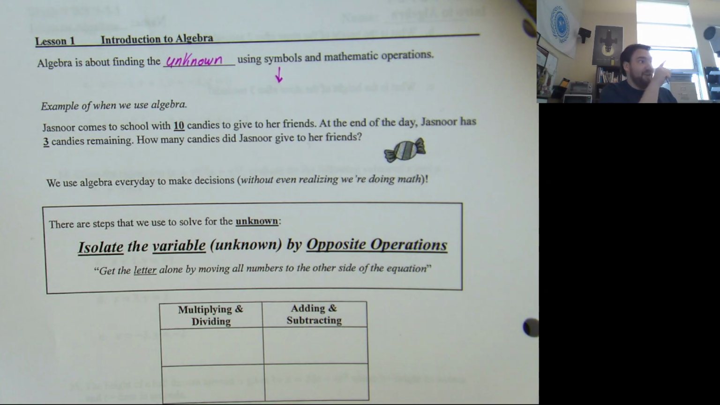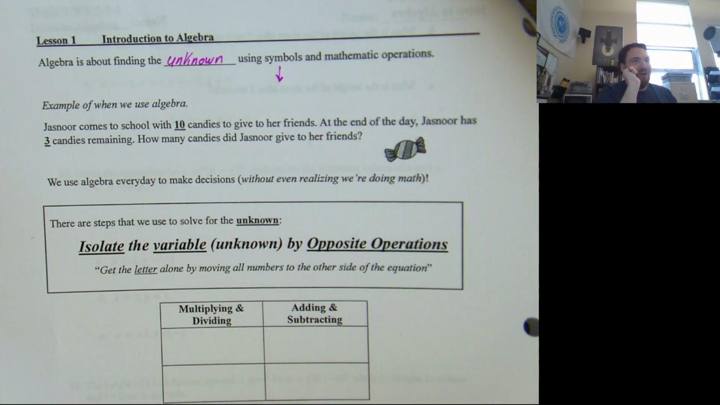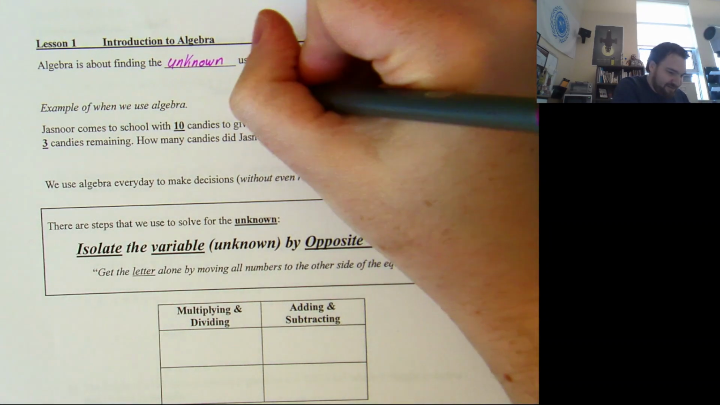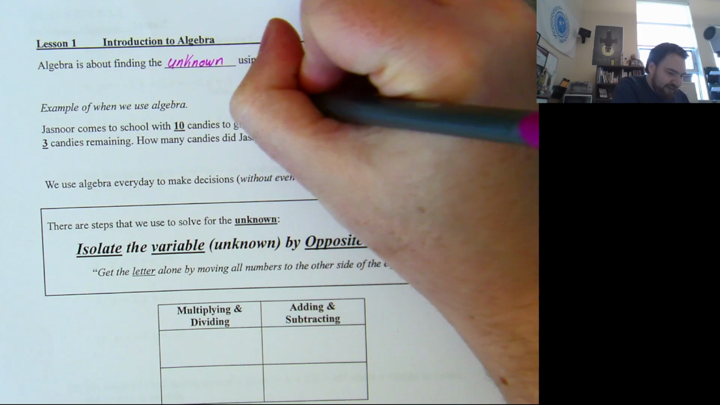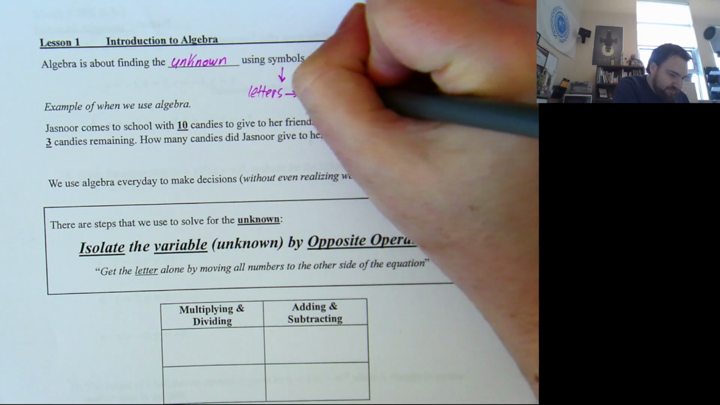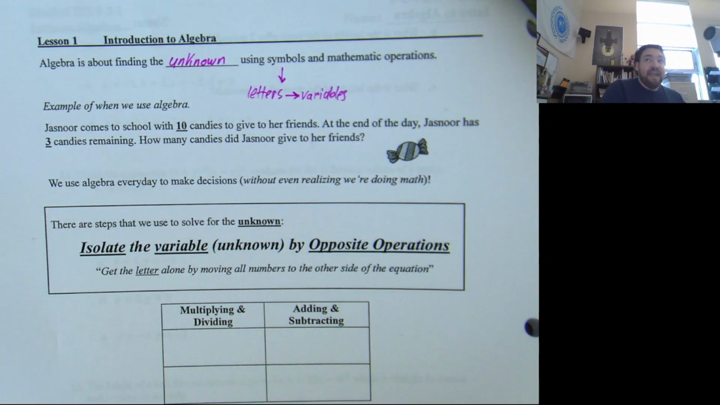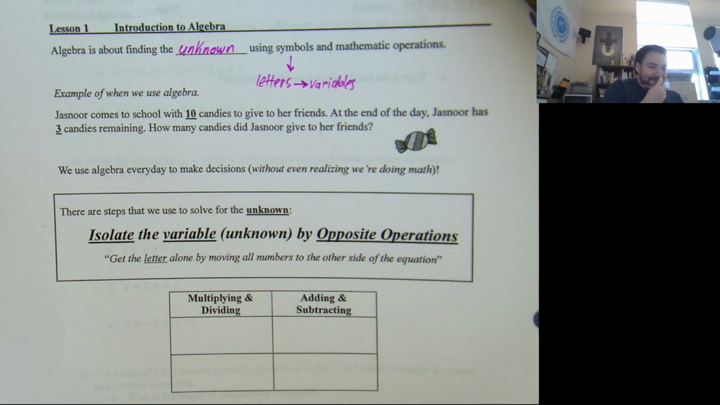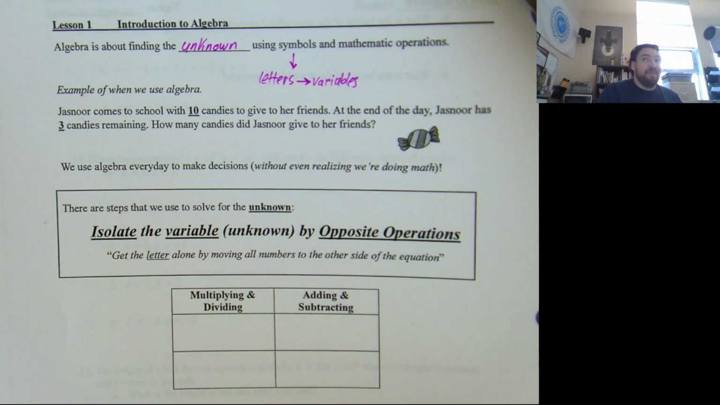No. Start with the letters. What are the letters called? Letters. Thank you, Ethan. Usually these are letters, and we call them variables. And they're called variables because they're allowed to change. And we're going to use mathematical operations, things you guys are familiar with.